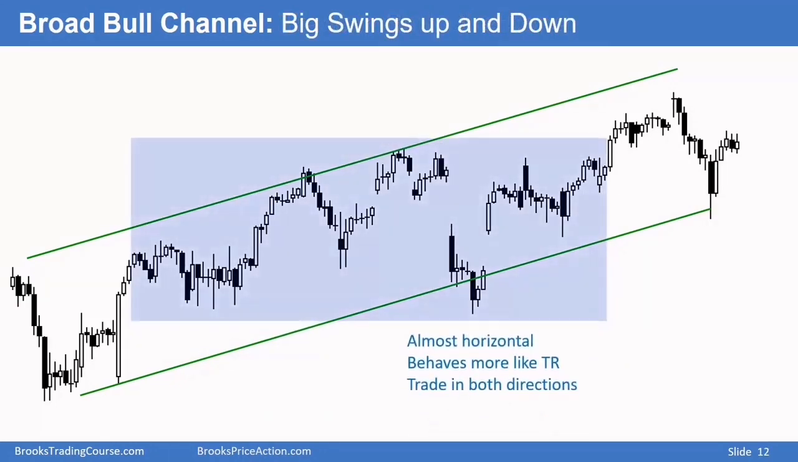As I said, one of the other characteristics of a broad channel is that it spends a lot of time sideways in a trading range. And traders trade it like a trading range. They buy and sell because most of the bars on this chart, even though we're in a broad bull channel, are also in a trading range. Trading range, buy low, sell high, and scalp. The lines are far apart, so there's plenty of room for both the bulls and the bears to make money.